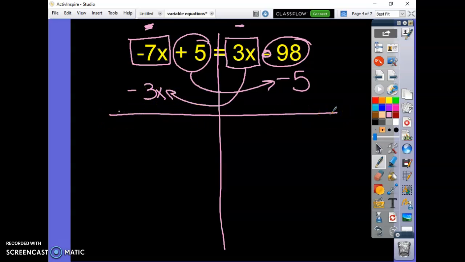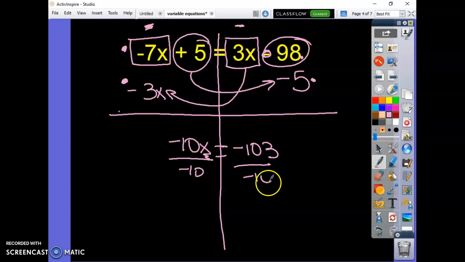Now let's add up what we've got here. 7, -7, -3 gives you a -10x. -98 minus 5 is going to give you a -103. Final step, you need to get this x by itself. The opposite of times -10 is going to be divide by -10. Negative divided by a negative is going to give you a positive. And then 103 divided by 10 will be 10.3. Or you can leave it as a fraction at 103 over 10.